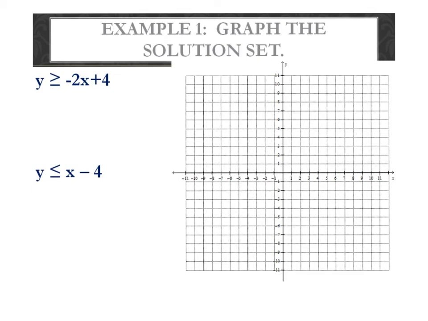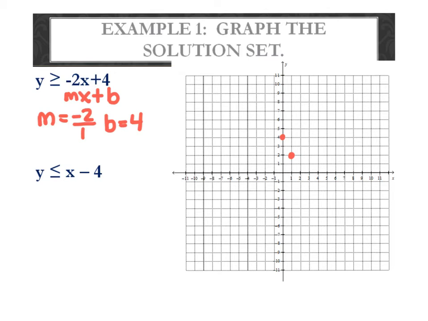In our first example, we're given the inequalities y is greater than or equal to negative 2x plus 4, and y is less than or equal to x minus 4. If I want to graph from this, because it's in mx plus b form already, m, which is my slope, is negative 2 over 1, and b is 4. So my y-intercept is at 4, so I can plot my point, and my slope is negative 2 over 1. So I would go down 2 and over 1.